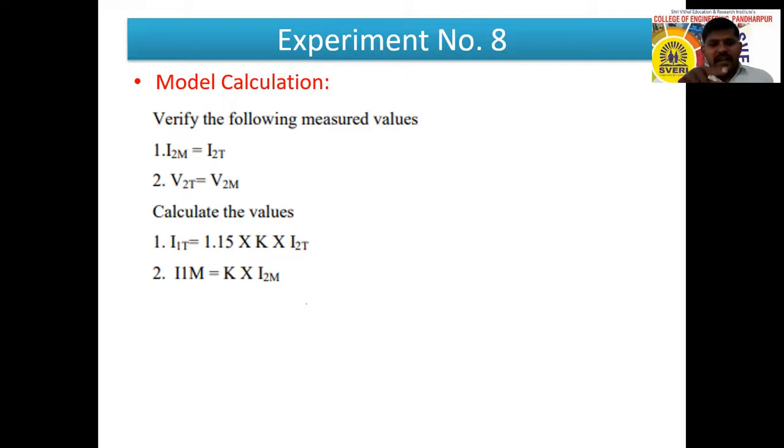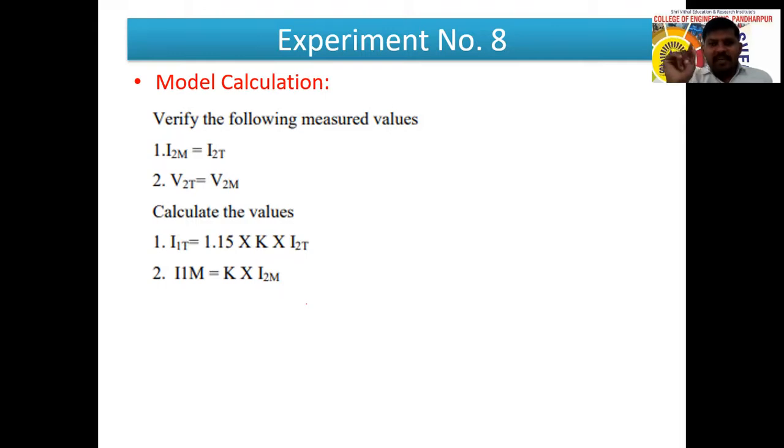If we know the values on the secondary side, then we calculate the values on the primary side. That means the primary current I1 of T is equal to 1.15 times K into I2 of T, and I1 of M, the main transformer primary current, is equal to K times the main transformer secondary current. Here K is taken as a, that means the transformation ratio, equal to 1, because we are using a 1 kVA rating transformer.